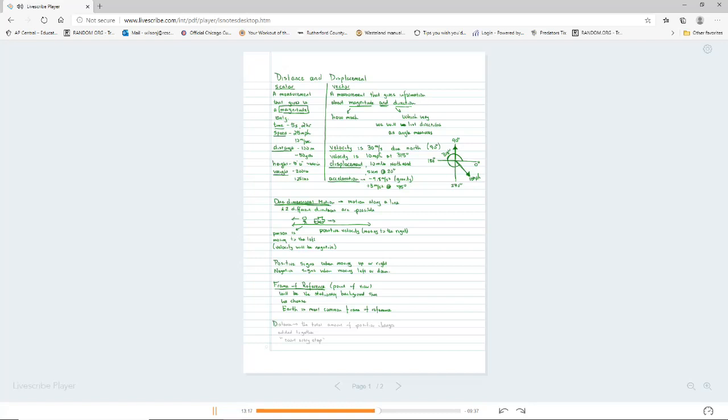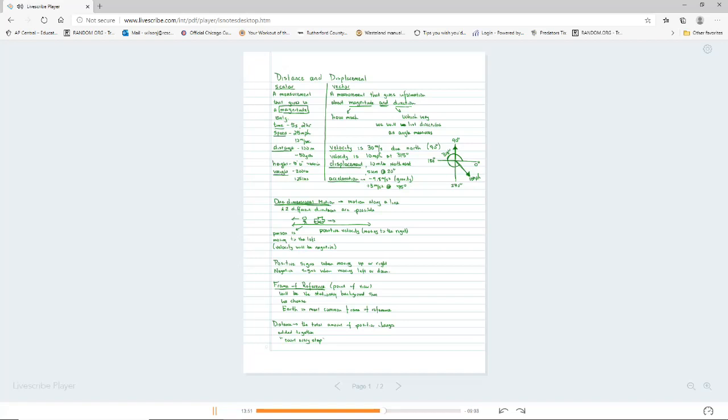So distance is the total amount of position changes done. The total amount of position changes added together. If you want to think of it like this, you're going to count every step.